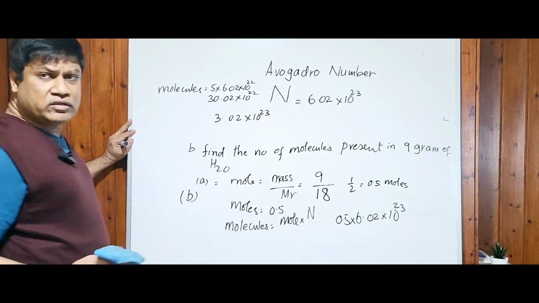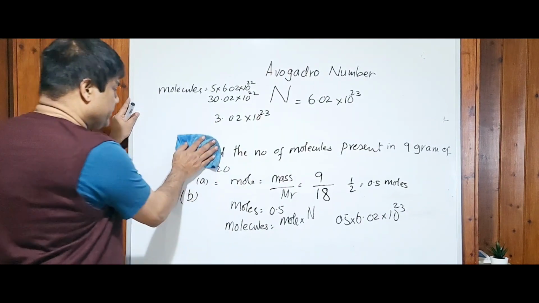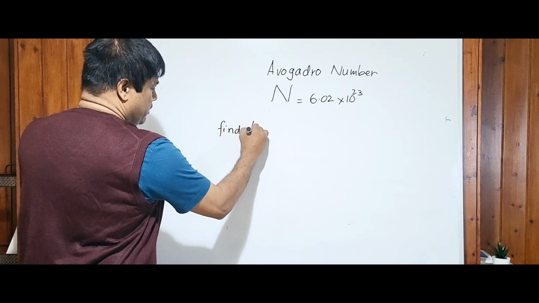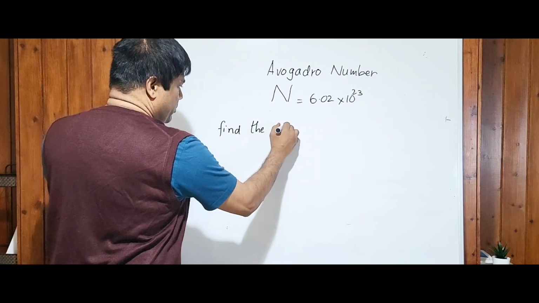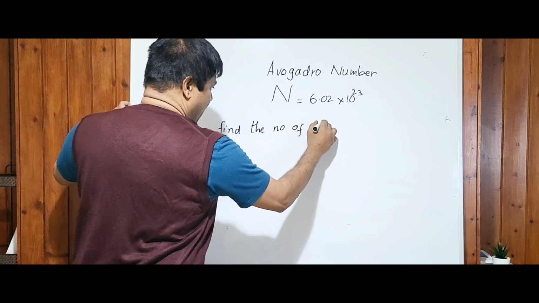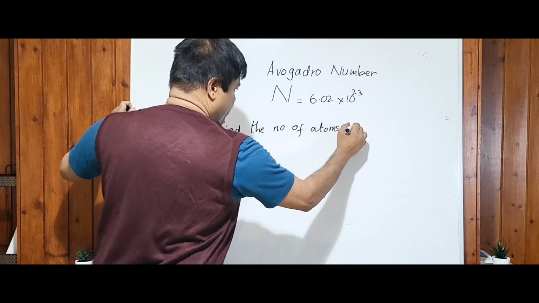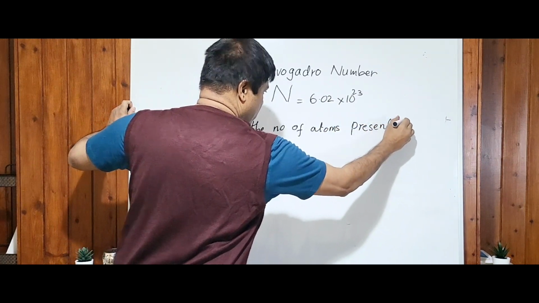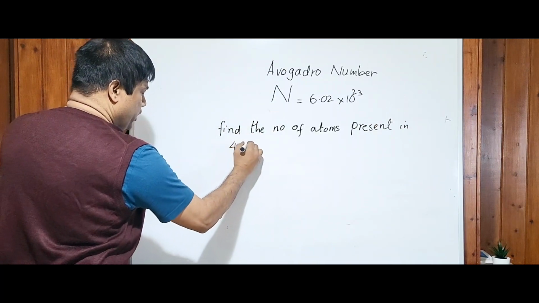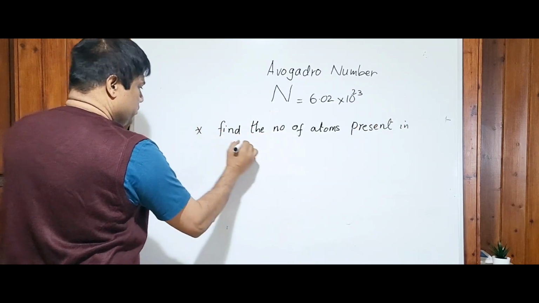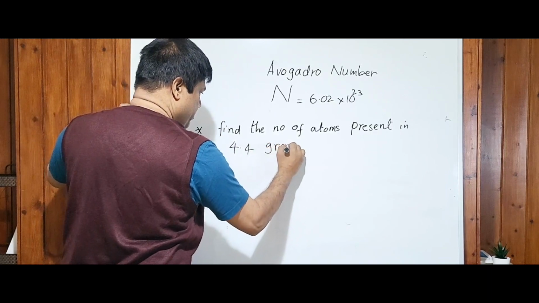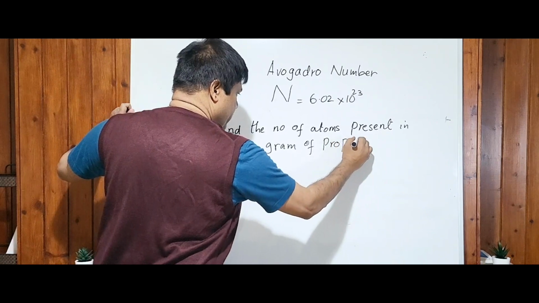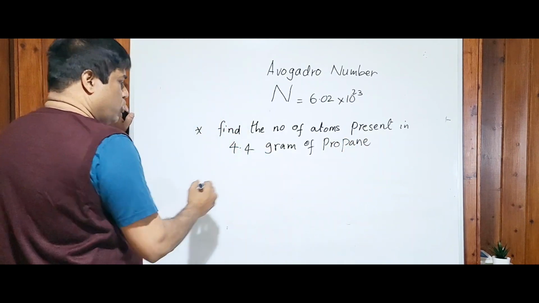Now, can we do one more question? Okay. Find the number of atoms present in 4.4 gram of propane molecule.